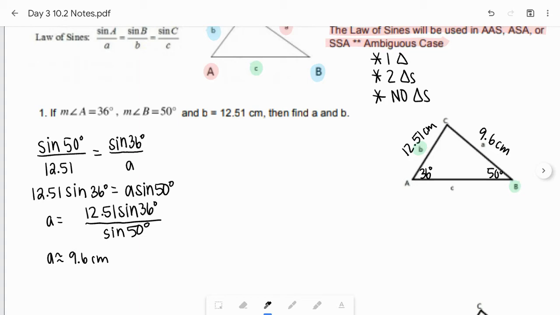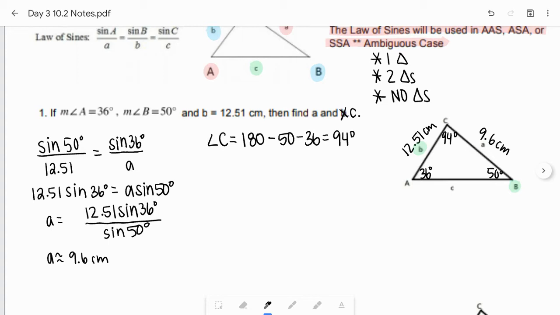This should say C, so hopefully on yours that is fixed, mine says B. All right, so we want to find side C. First we need to know what the measure of angle C is. A triangle always has a sum of the angles of 180 degrees. So 180 minus 50 minus 36 gives us 94 degrees for angle C.